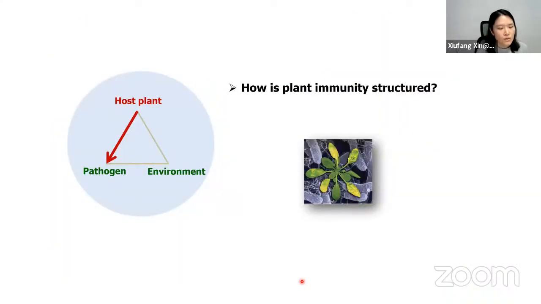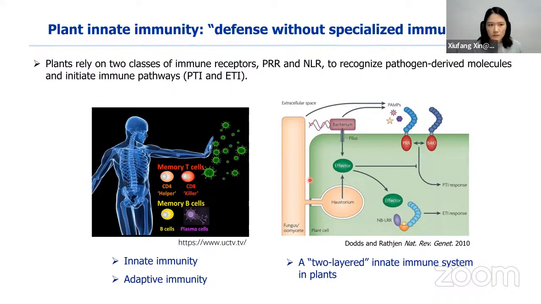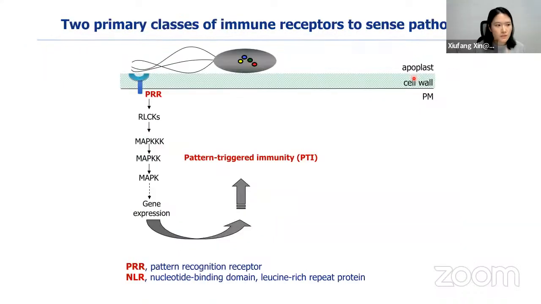So the last part I want to talk about is plant immunity. In our field we often say that plant disease is an exception. That's because plants evolved an immune system to activate defense responses to fight against pathogens. However, differently from humans, which have adaptive immunity and specialized immune cells, plants only have innate immunity. We call it a two-layered immune system because it relies on two classes of immune receptors to recognize pathogen-derived, what we call non-self molecules, and initiate signaling pathways.